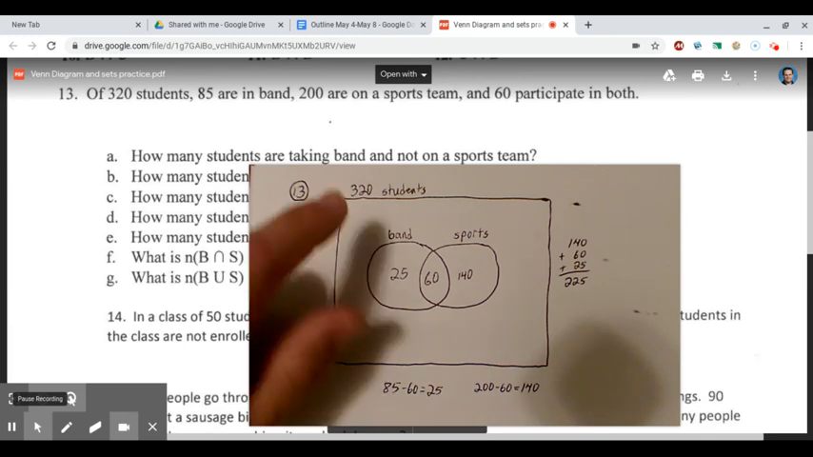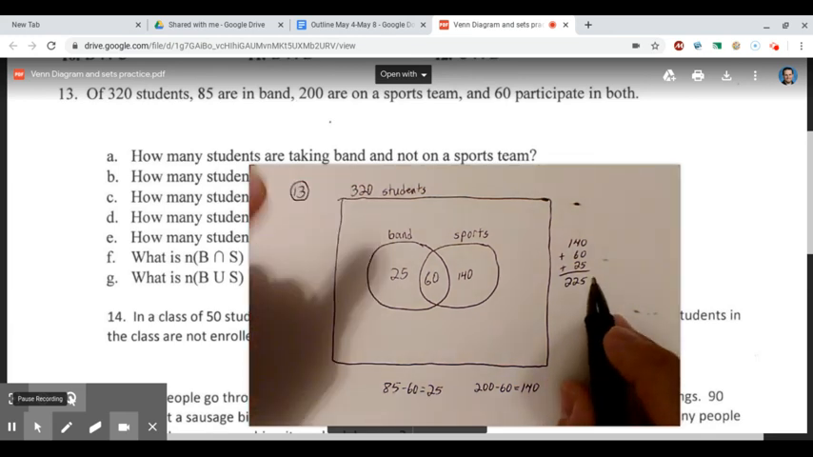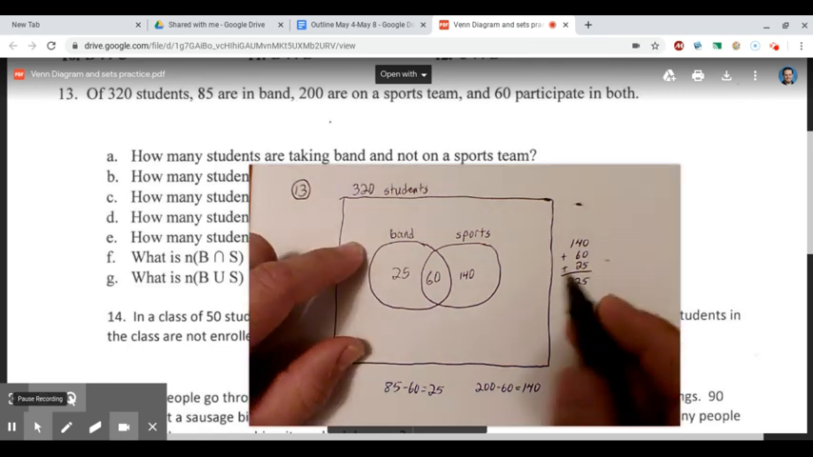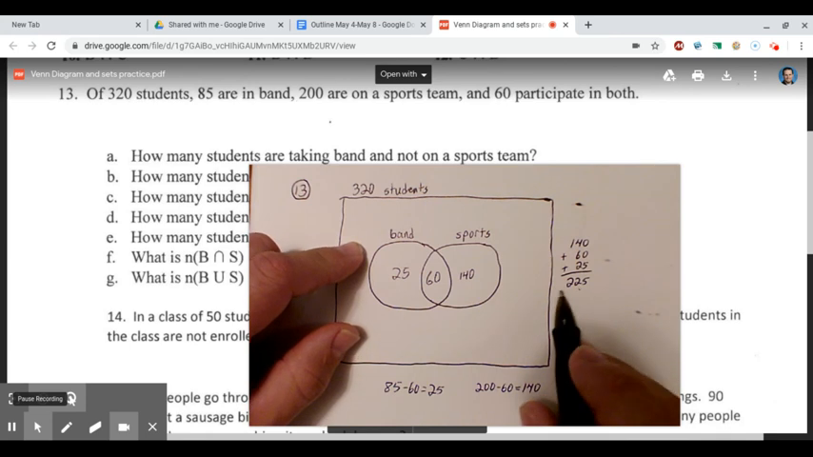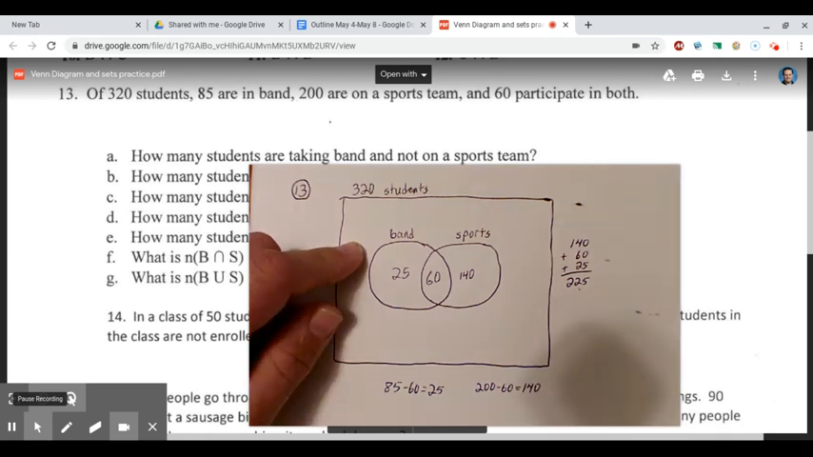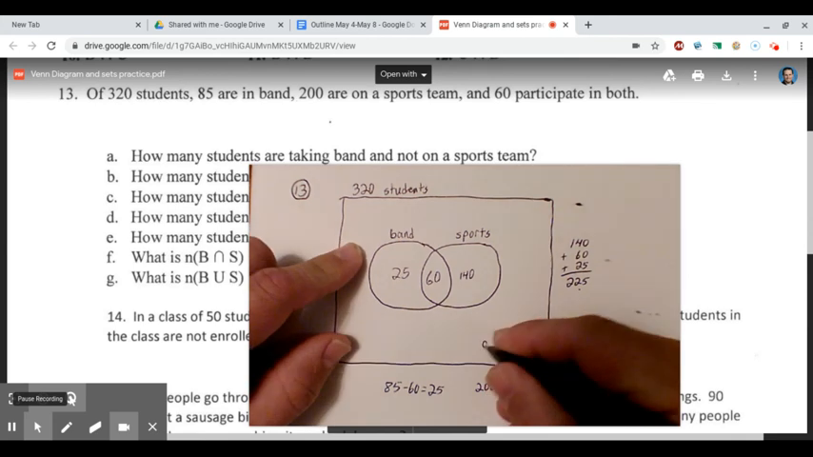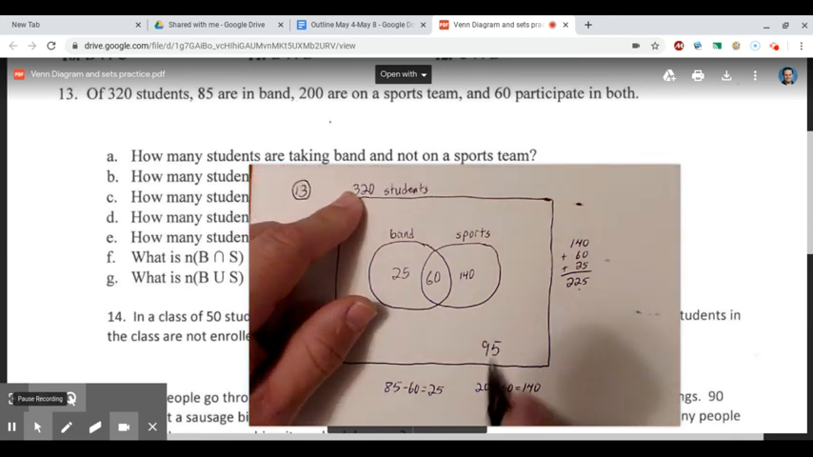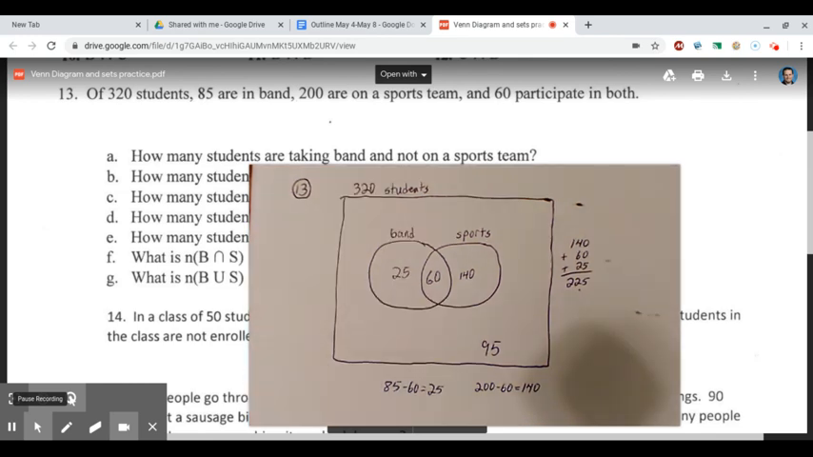What that tells me is that there's 225 participating in band or sports, one or the other, maybe both. So that's great and all. But what I'm going to look at here is that tells me that there's 95 students, and that came from doing 320 minus 225. There's 95 students that are participating in neither. Okay, so now that I've got a completed Venn diagram, this becomes really, really easy.